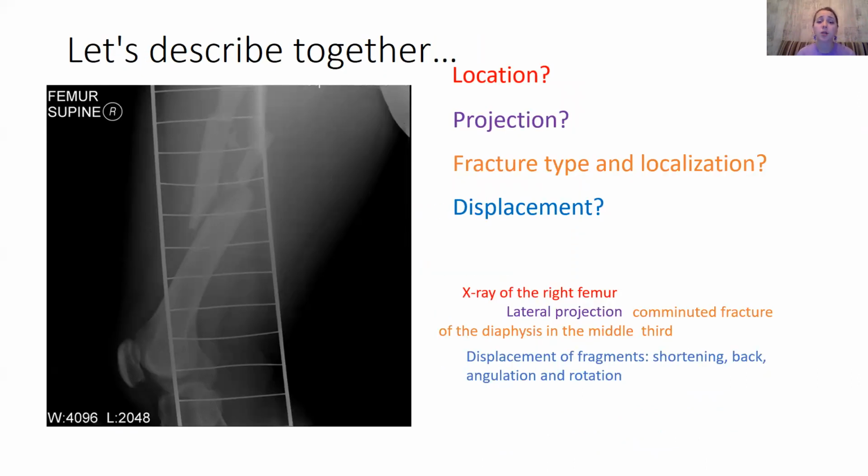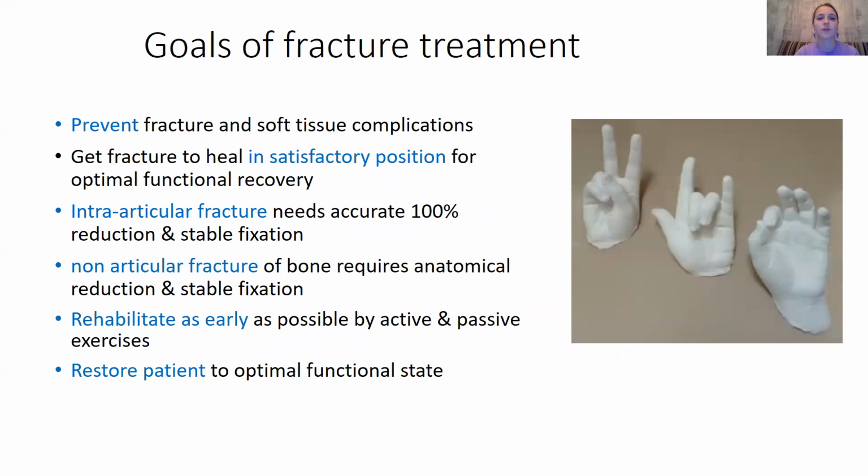That's good. So if we have the diagnosis, we need to, of course, treat the patient. What about the treatment of the patient with fracture? The goal of the fracture treatment is to prevent fracture and soft tissue complications. Complications can be the damage of an artery, can be the crush syndrome, compartment syndrome, can be the non-union, when we want to regenerate the bone, but our organism can't do it.